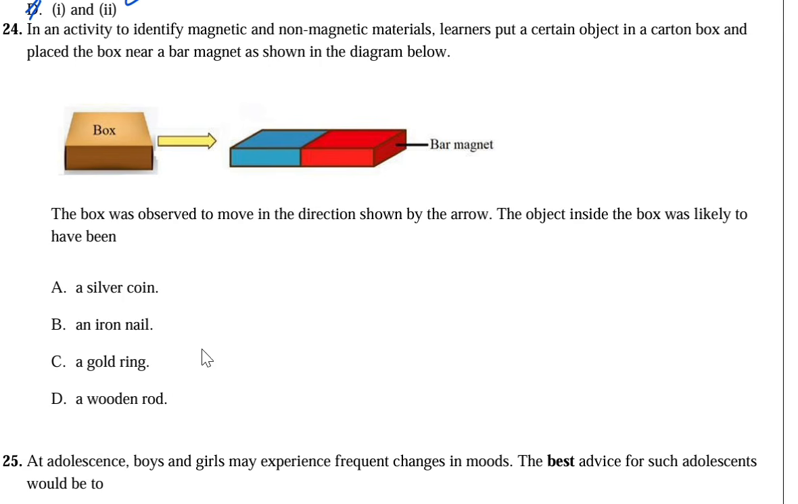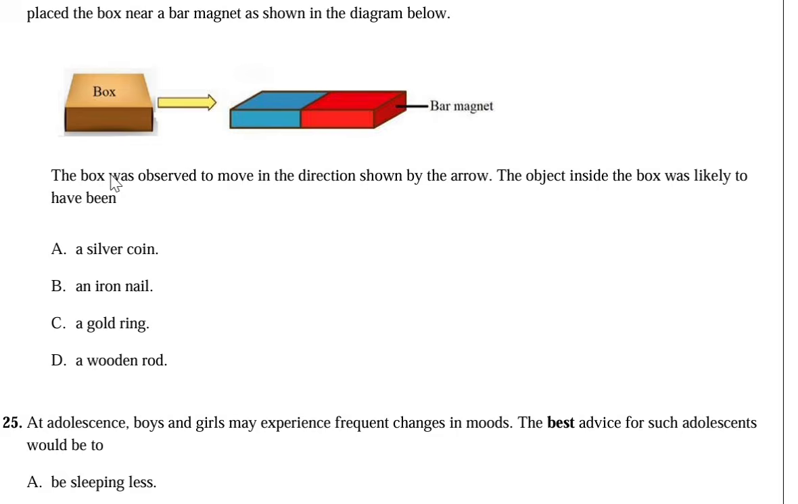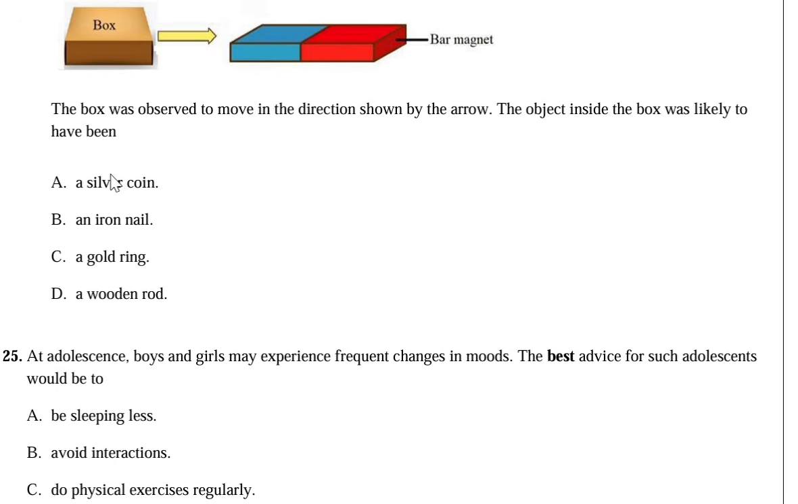So since the box is moving this way, that is an attraction. The magnet is going to attract the material that is inside the box, and therefore they are testing the concept of magnetic and non-magnetic materials. You know that a silver coin is a non-magnetic material, it will not be attracted by a magnet. Also a gold ring and also a wooden rod. And therefore, the one which is inside is the iron nail, which is a magnetic material. It will be attracted by a magnet, and that's why it is moving in this direction. And therefore, the correct option is B.